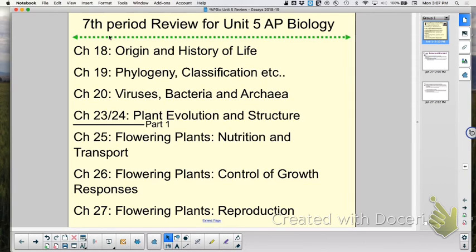Yes? How exactly does the active transport work? That's not on your test. Look at the chapters on the list. I'm happy to talk to you about that because we were mid-discussing that last class, but it's not on your test. So do you really want me to explain it right now?